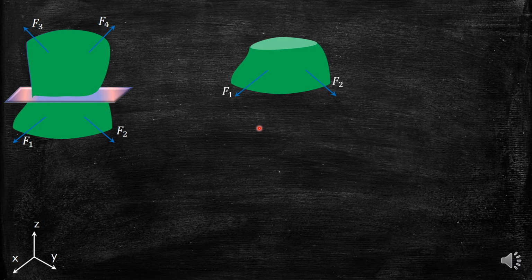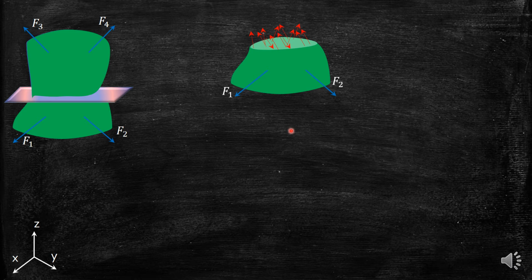Here I am considering the bottom part. You can also consider the topmost part. The bottom part is subjected to F1 and F2 forces, and there are no forces in the top direction. So these forces will try to pull the body in the downward direction. But we have assumed that the body must be in equilibrium, so there should be some forces on the top side of the body.